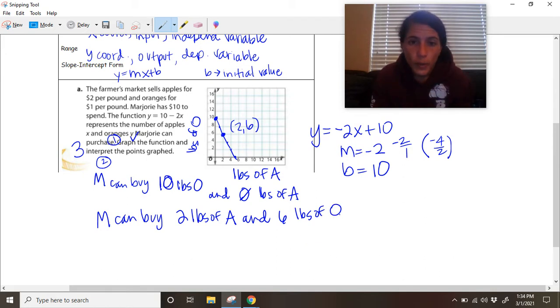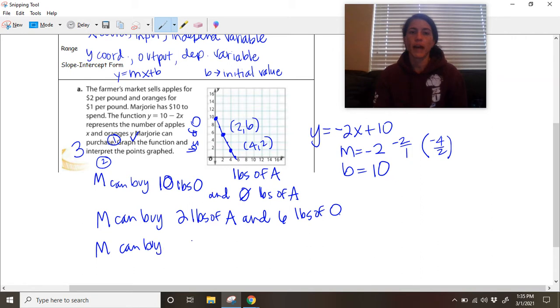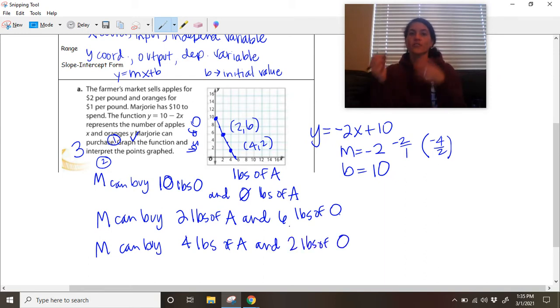And then we need to do one more point. So I'm just going to do this one right here. And this point is (4, 2), which means Marjorie can buy 4 pounds of apples and 2 pounds of oranges. So that's what it means by interpret. Just like we interpreted the intercepts, when you interpret, you take what that ordered pair is, and then you write what it actually means.